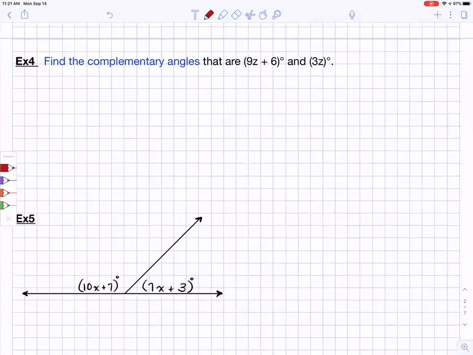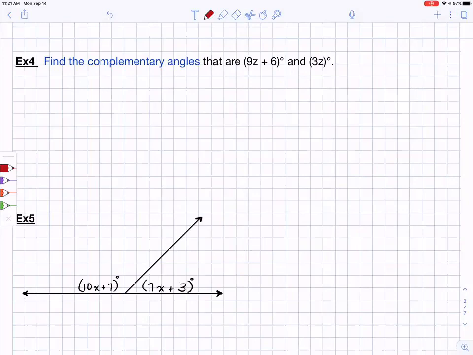All right, find the complementary angles that are 9z plus 6 degrees and 3z degrees. Okay, so what do you know about complementary angles? I hear lots of muttering. I just can't understand because of the face masks. Good, they add up to 90.